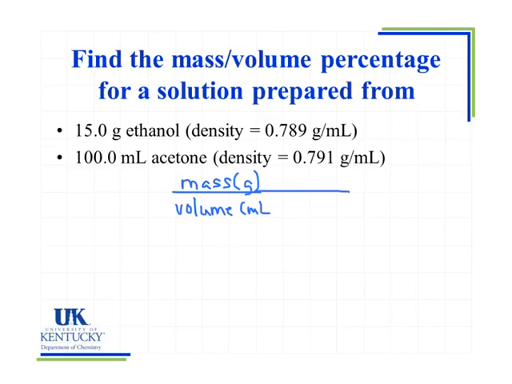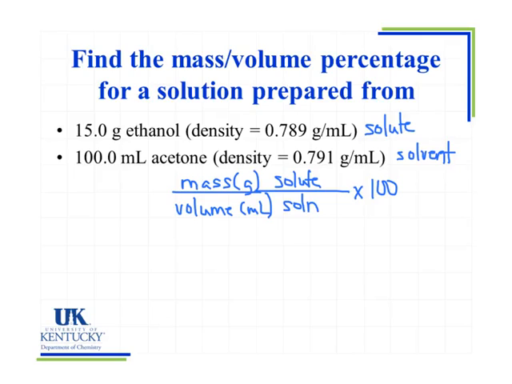And this mass will be of the solute, and the volume will be of the solution. So it's going to include both the solute and the solvent. So what we look at first is figuring out which one is our solute. We see that ethanol is present in the smaller amount, so that's going to be our solute, and that the acetone is present in the larger amount, so that will be the solvent. And together, both of them make up the solution.